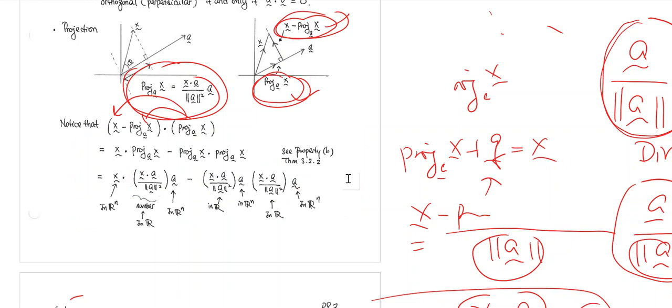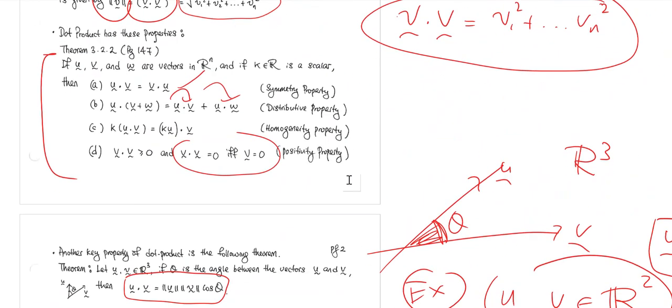So be very, very careful. This is just a number. This is just a number. This is just a number. And when you have a number, you can just take the number out. How do we know that? Right here.